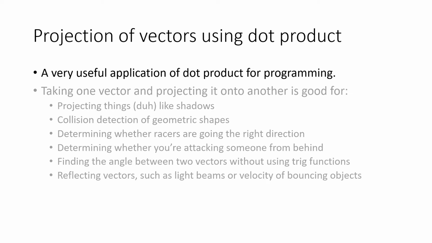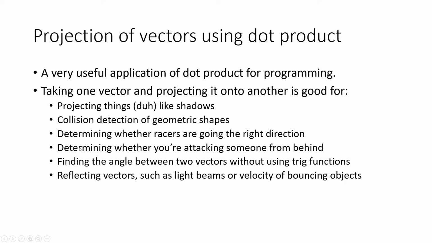What's that useful for then? Well, projecting, of course, things like shadows. You can do collision detection using separating axis theorem. You can determine whether things are going the right way. You can determine whether you're facing the same direction as someone, for example attacking them from behind. You can find the angle between two vectors without using trigonometric functions. I don't find that terribly useful in games development, but I'm sure there's some applications for it. Or it can be used to reflect vectors such as light beams or velocity of bouncing objects.